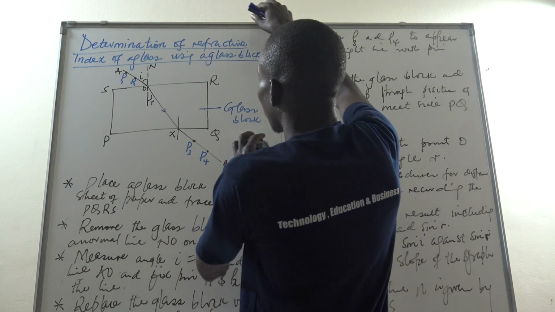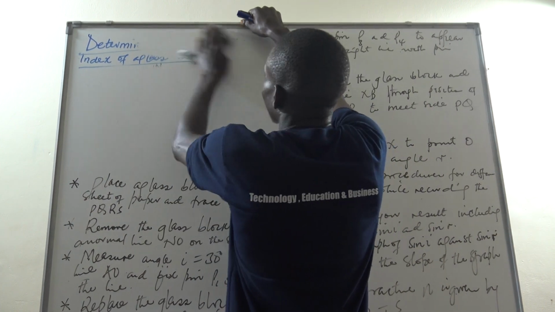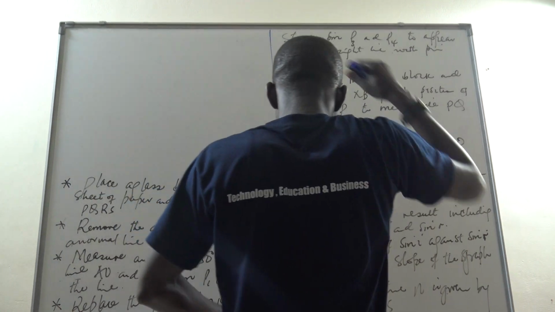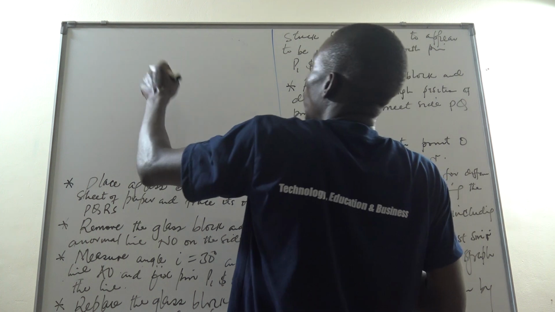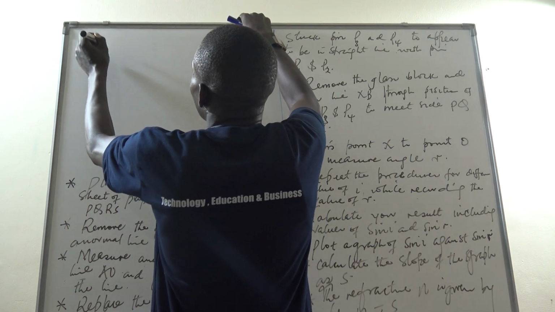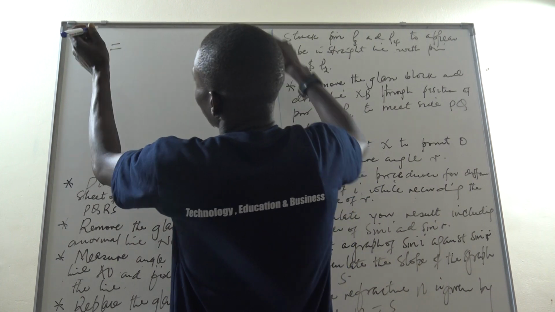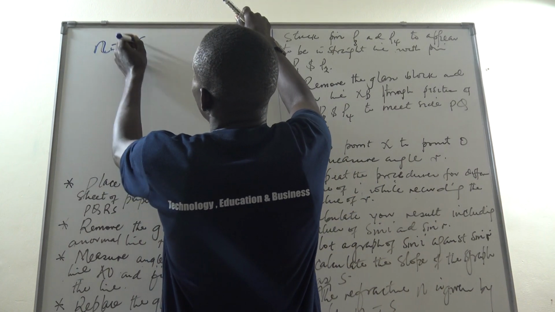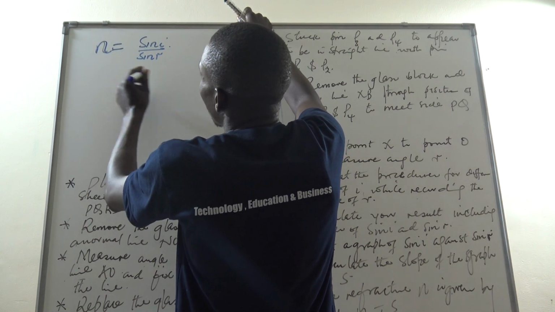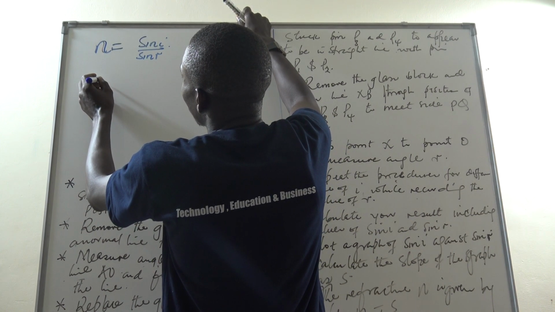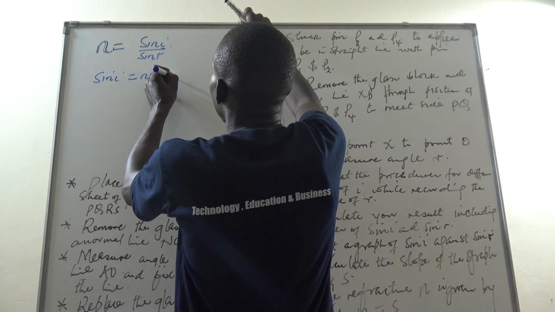We can say, the theory of the experiment. We have already seen that we are looking at rays moving from air to glass. That means that the refractive index is sin I over sin R. So that means that sin I is equal to n sin R.